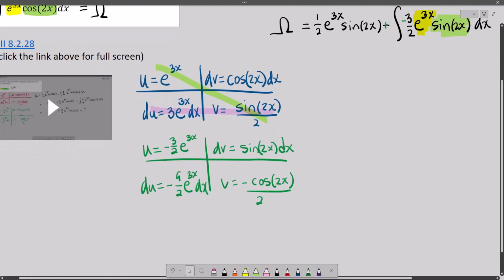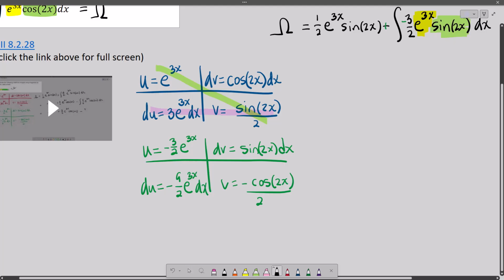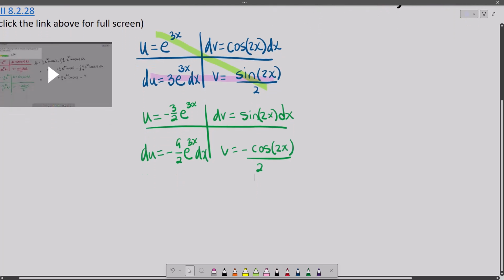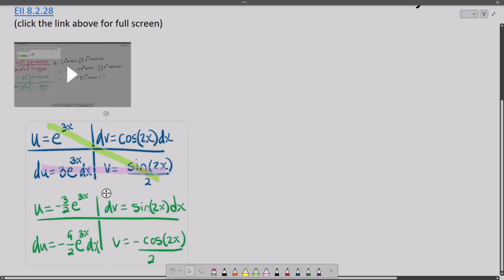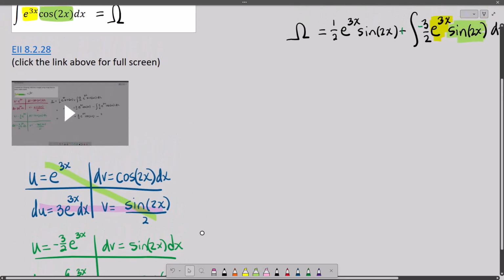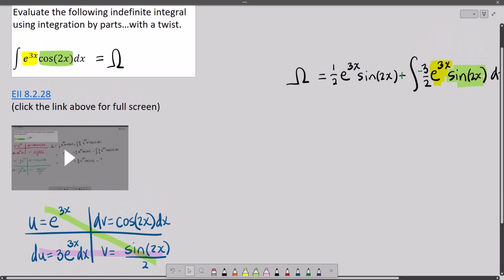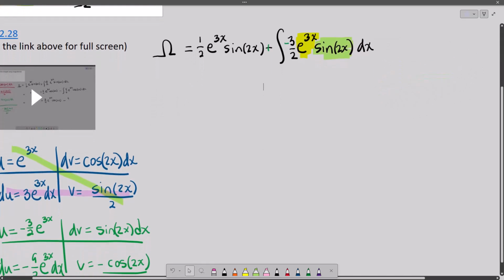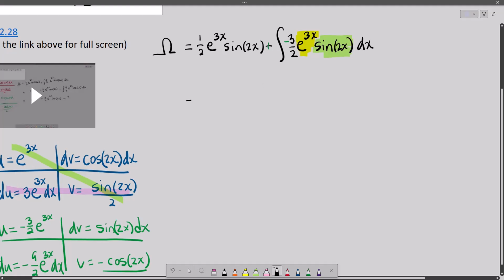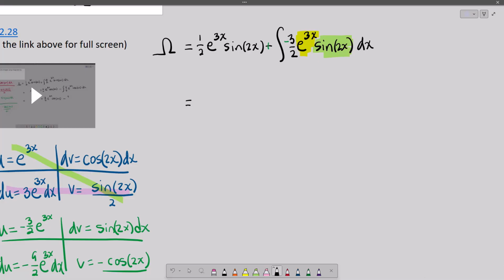Okay, so I might just move all this stuff over here just to keep it a little cleaner. Put you over there. Okay. So then we're going to just replace this second integral with the uv minus integral of v du stuff. All right. So this first function's coming down, and then we have plus uv down here.